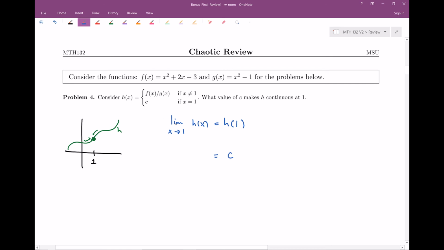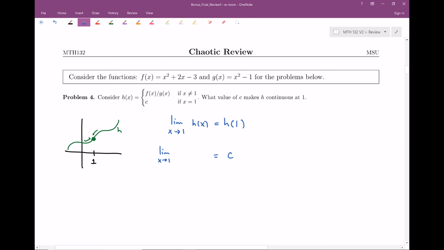Now, let's try to evaluate the limit. What is this limit? So we know the limit as x approaches 1. Remember, the limit means it's really, really close to 1, but it's not equal to 1. So in this case, really, really close to 1 but not equal to 1, I'm actually going to be in this first category, because I'm not equal to 1. So this is going to be the limit as x approaches 1, x not equal to 1, of h of x.